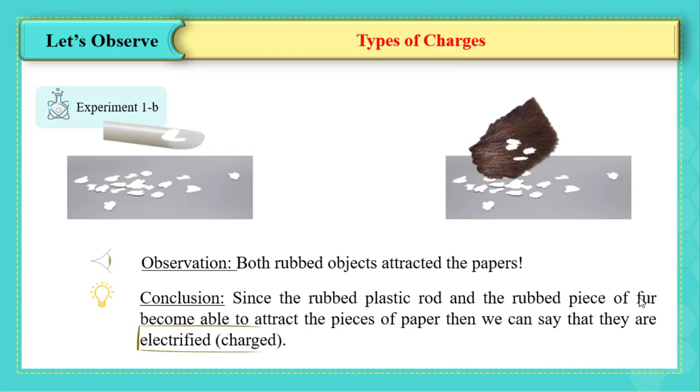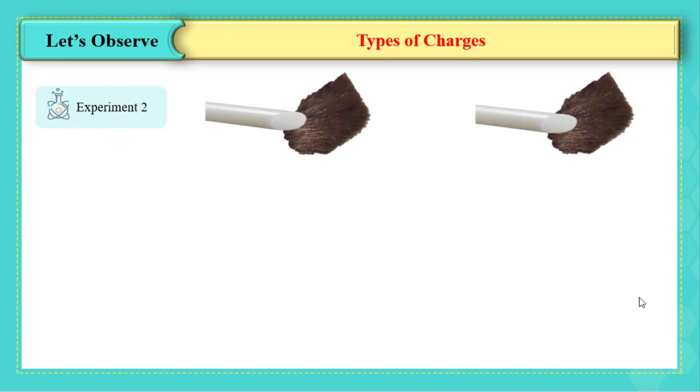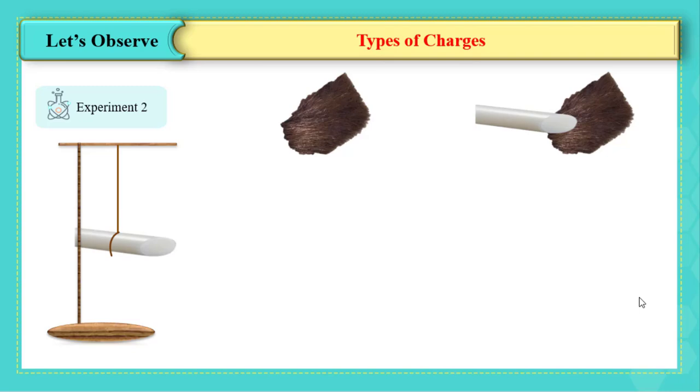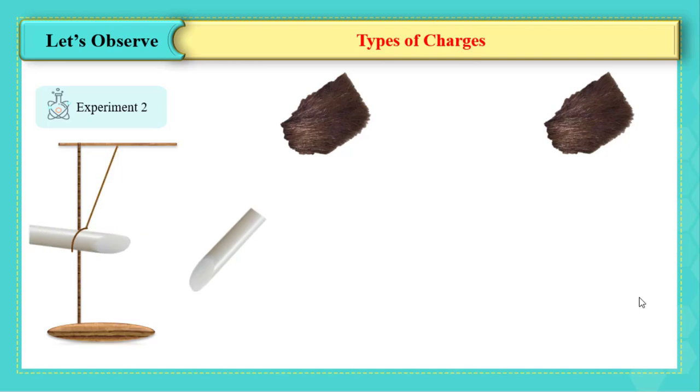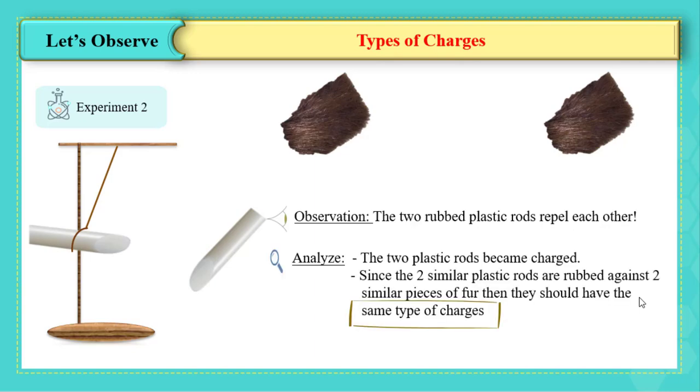Let's observe experiment 2. Rub two similar plastic rods against two similar pieces of wool. Suspend one of the rubbed rods on the thread of a stand where it can move freely. Approach the second rubbed rod that you handle to the suspended one. We observe that the two rubbed plastic rods repel each other. We analyze here that the two plastic rods became charged, and since the two similar plastic rods are rubbed against two similar pieces of fur, then they should have the same type of charges.